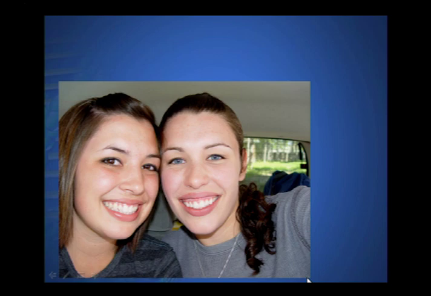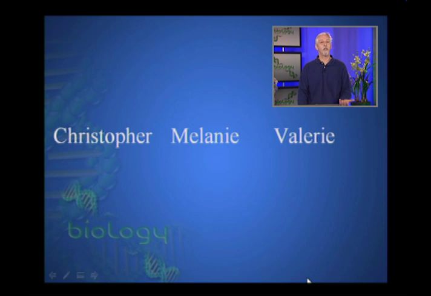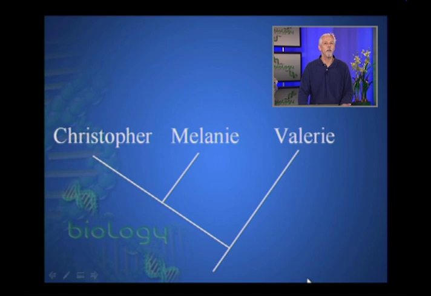But what's interesting too is that Melanie also looks a lot like her cousin, Chris, and I don't have a picture of Chris, but Chris is also dark complected, dark eyes, and they look very much alike. They look like they are more closely related to one another than Melanie is to Valerie. So if we were putting together a family tree just based on appearances, you would end up linking Melanie and Christopher together rather than Melanie to Valerie.